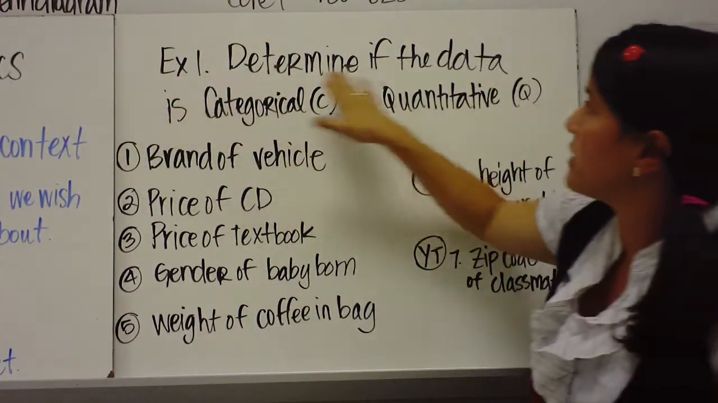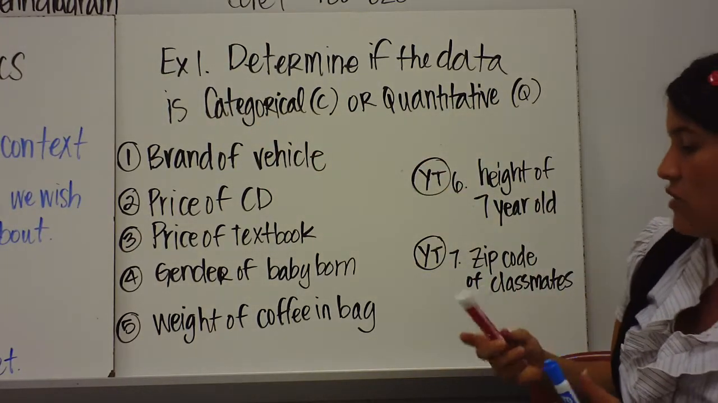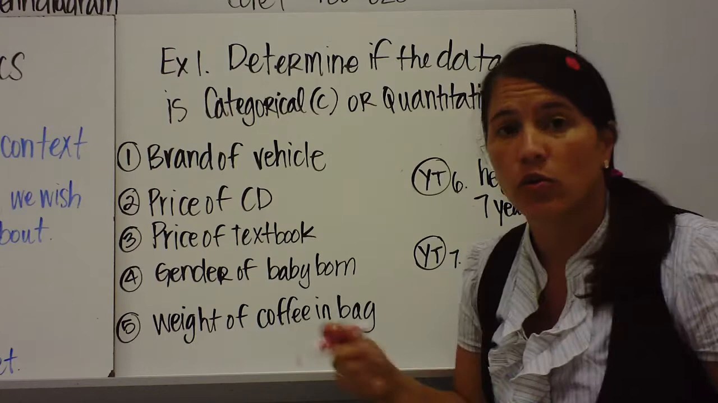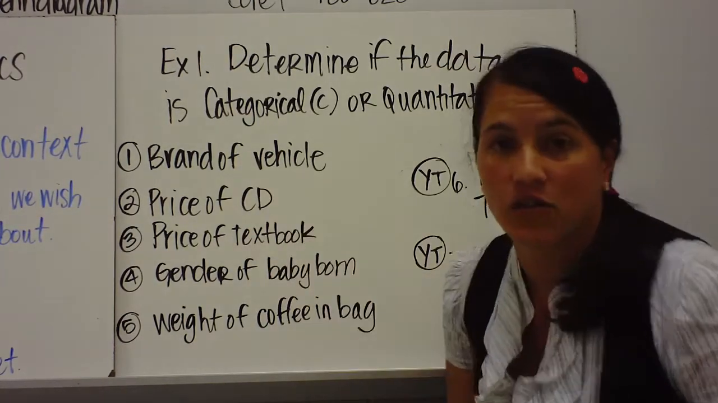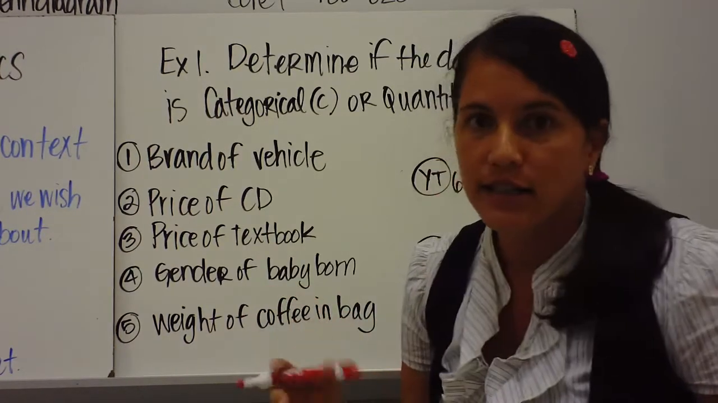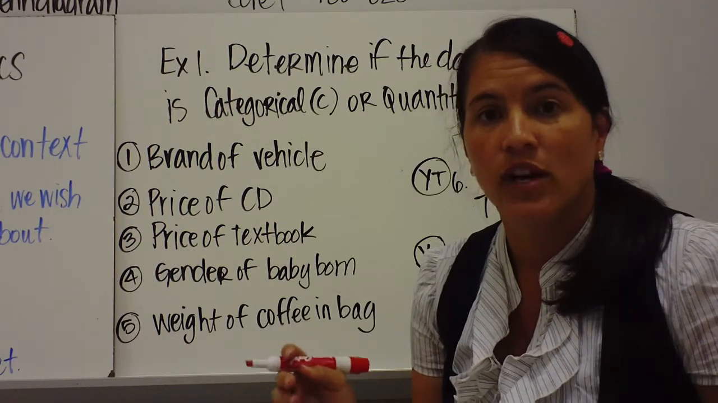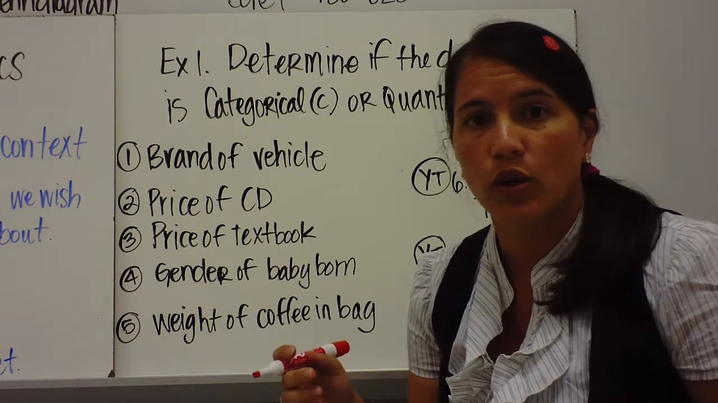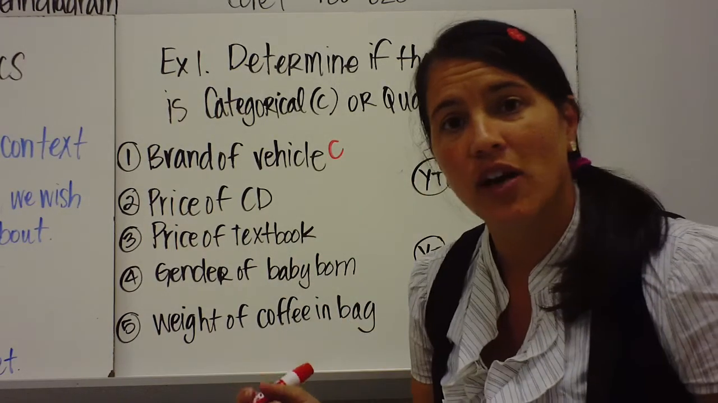All right, so example 1, determine if the data is categorical or quantitative. So you're just going to put a C or Q if the data is categorical or quantitative. So number 1, brand of vehicle. So the brands of vehicle, Honda, Toyota, Mazda, whatever the brand of vehicle is, can you measure it or can you just record it? And so if you can only record it, it would be categorical. It doesn't change. If you buy a Toyota, it stays a Toyota.